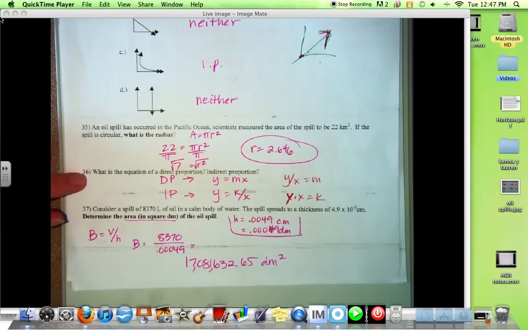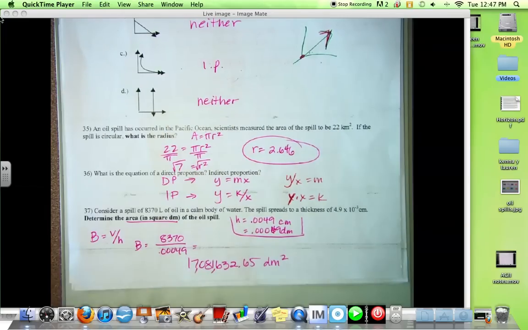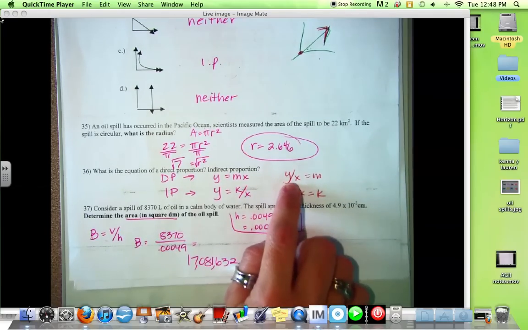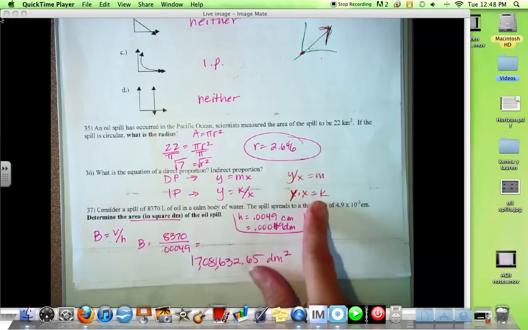The equation of a direct proportion is y equals m times x, and an inverse proportion is y equals k divided by x. But remember to find your constants. You divide to find the direct proportion, and you multiply to find the inverse proportion.